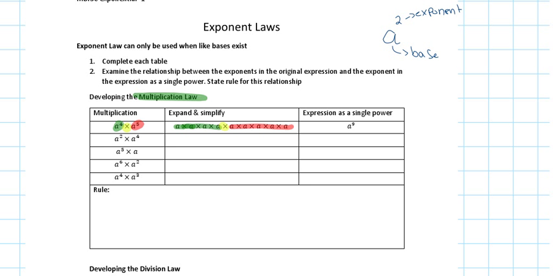Okay? So let's try the next one. If I have a to the power of 2 times a to the power of 4, what's a to the power of 2 in expanded format? A times a. Now I have times, so I'm going to have to write that times. And I have a to the power of 4, so then I have to write a times a times a times a. If you look here, how many a's are multiplied together? 6. So that's a to the power of 6. Okay?